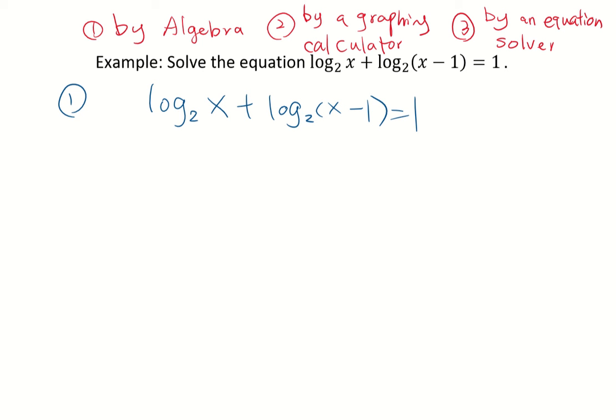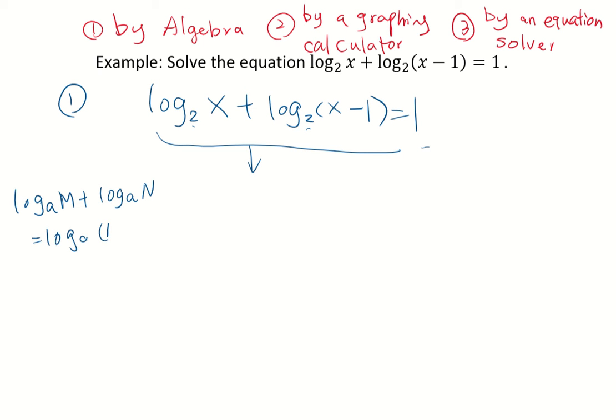Okay, on the left side we have two logs, and on the right side it's a number. So what we're going to do is write the two logs as a single log, since they have the same base 2. Using this property, log with base a of m plus log with base a of n is equal to log with base a of m times n. This is the product rule of logarithms.